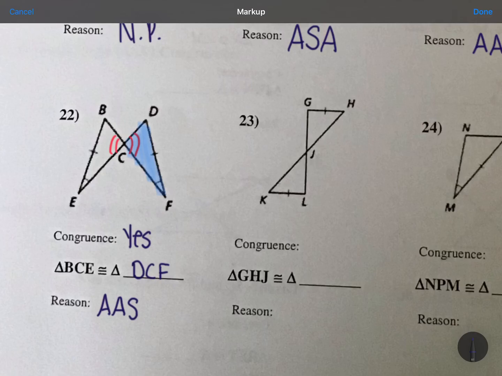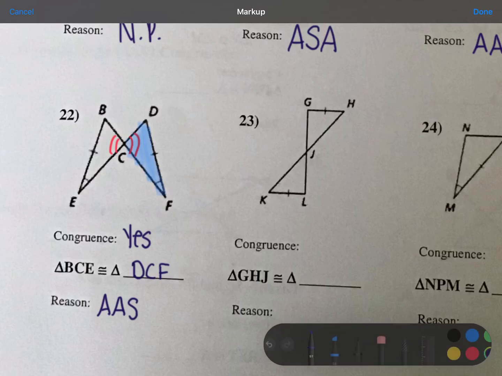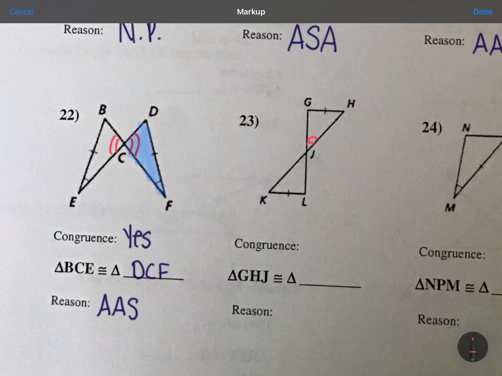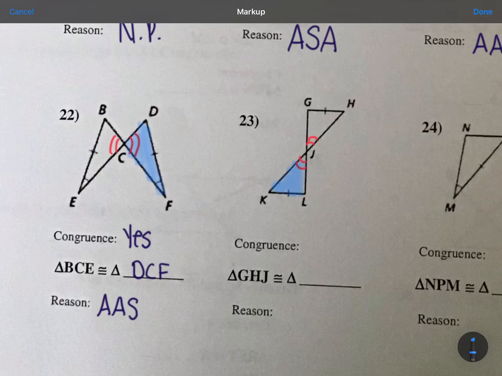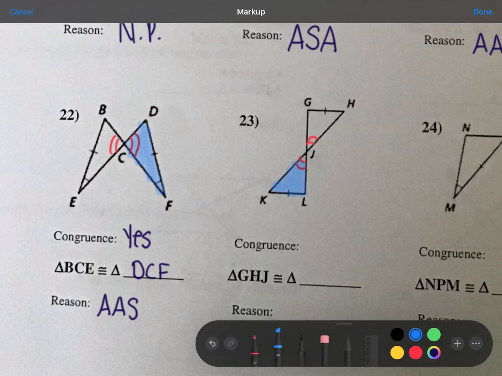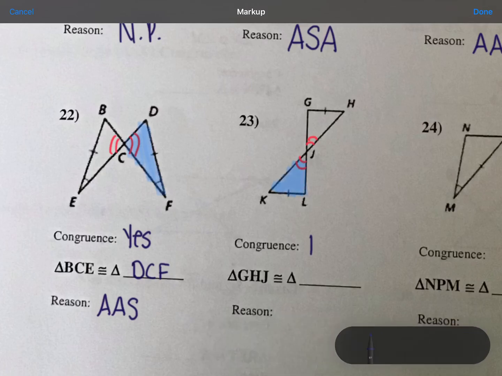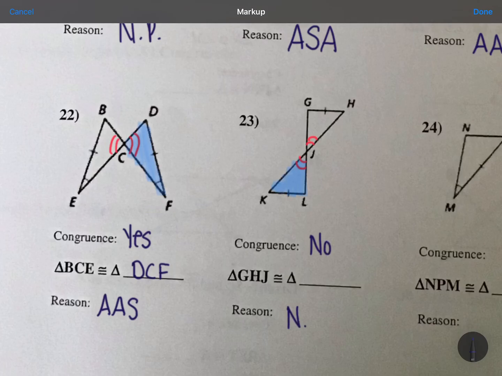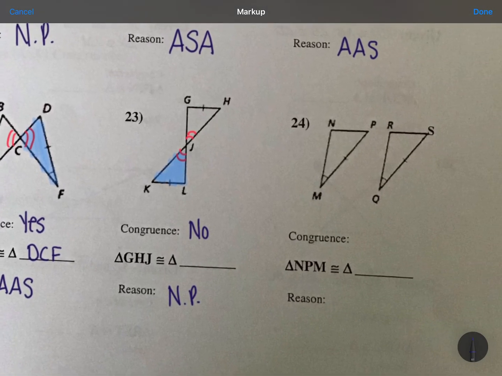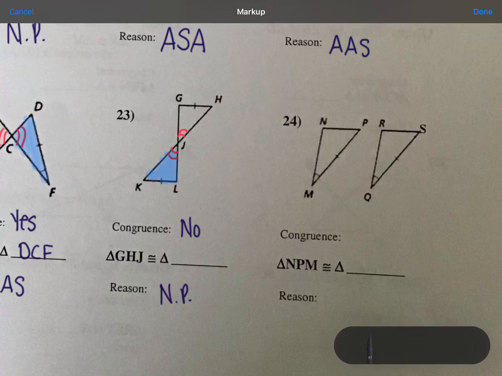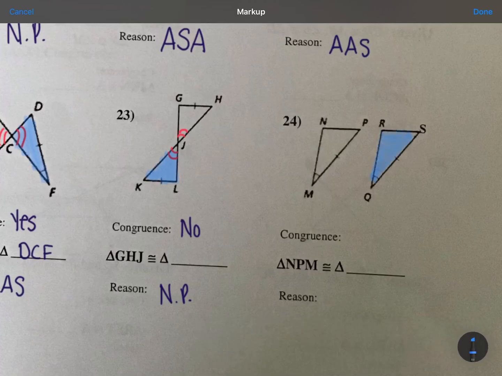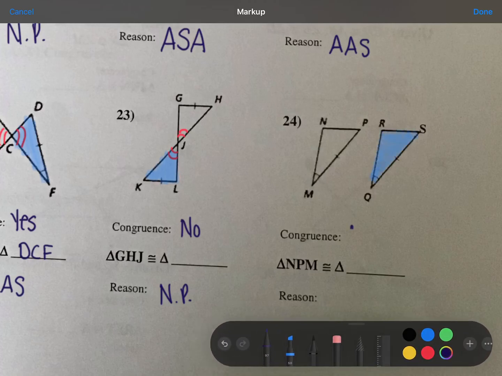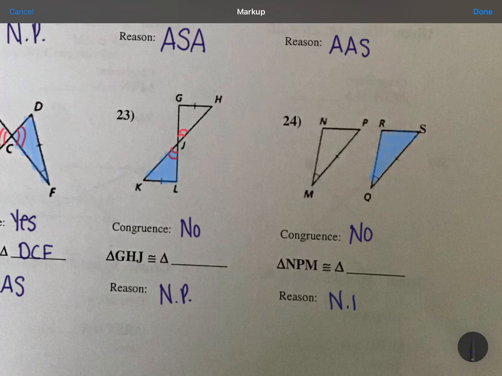Number 23, give it a go. I'm going to add vertical angles. It's the only thing you can add. I'm going to look at my 2 triangles and I'm going to say I only have 2 pieces. I need 3. So not enough information. Not possible. 24. Can I add anything? Nope. Do I have enough stuff? Nope. I need 3 pieces. They've only given me 2. So no, not possible.